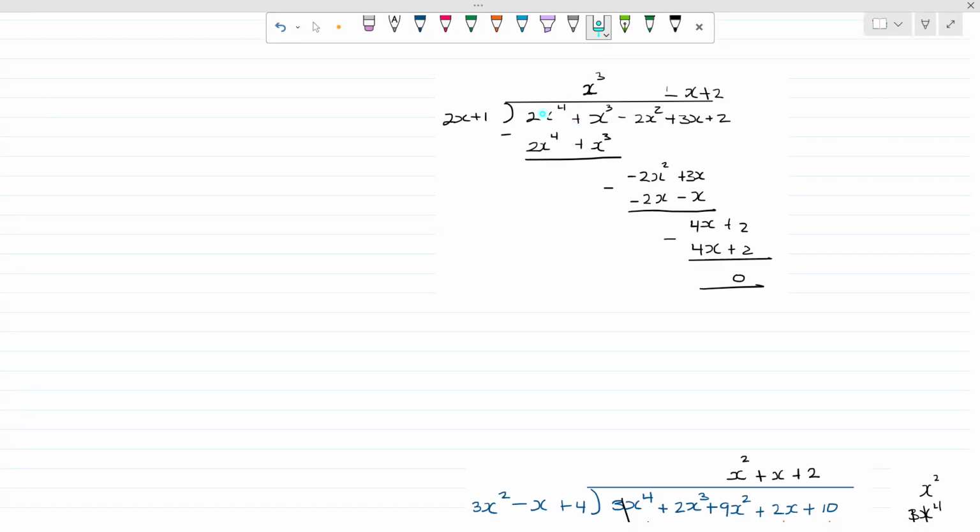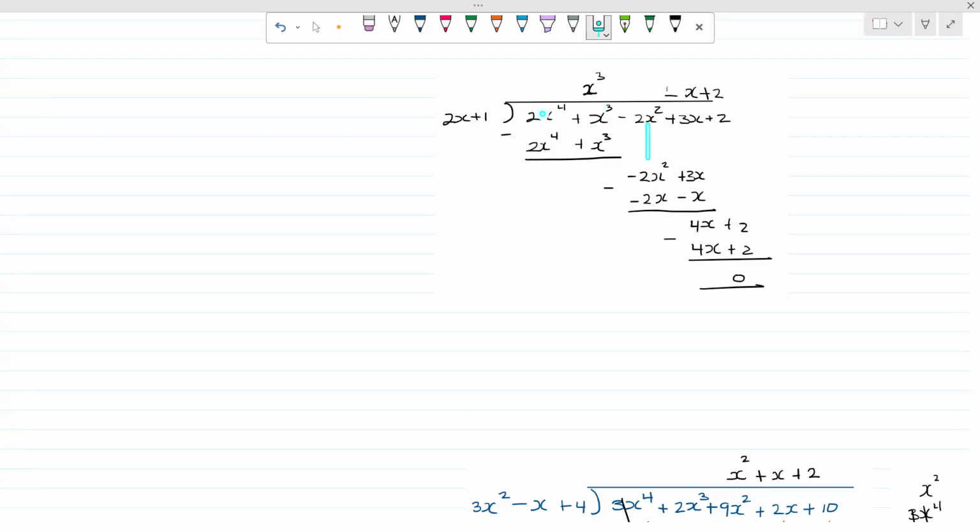We're then going to multiply the x cubed by the 2x, and that's going to give us back the 2x to the power of 4. This is going to allow, when we subtract this here, to eliminate this. And x cubed by plus 1 is going to give me x cubed. When we subtract this, you're also going to get 0 here as well. So this and this is out.